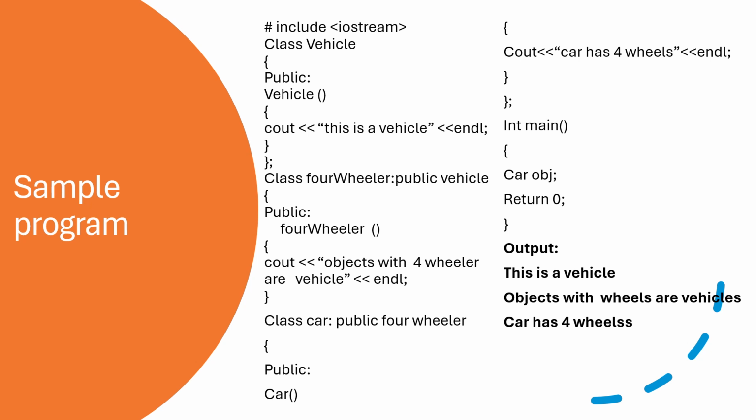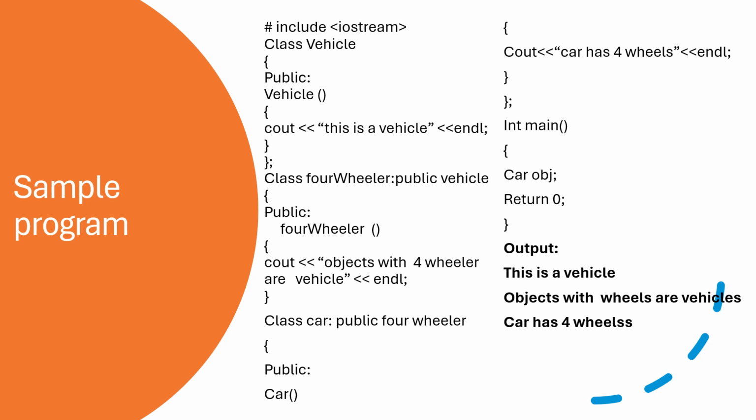Example program: this can be seen as a vehicle example program. Here we have class vehicle, and the next derived class is class four-wheeler from the class vehicle. So it is derived from the base class: class four-wheeler colon public vehicle. We call the function four-wheeler and just print a statement, "object within the four-wheeler". After that, another derived class named class car, public four-wheeler.